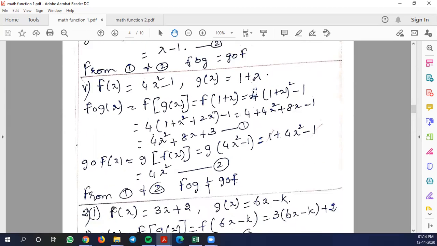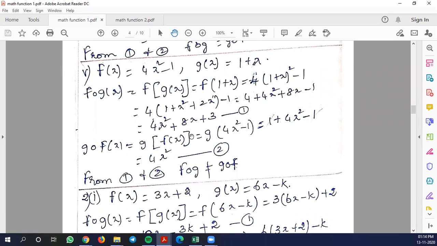Now what is g of f of x? g of f of x equal to g of, what is f of x? It is 4x square minus 1. This full term is x now. What is g of x? 1 plus x. So it is 1 plus 4x square minus 1. This plus 1 minus 1 get cancelled. It is 4x square. From 1 and 2, f o g is not equal to g o f.